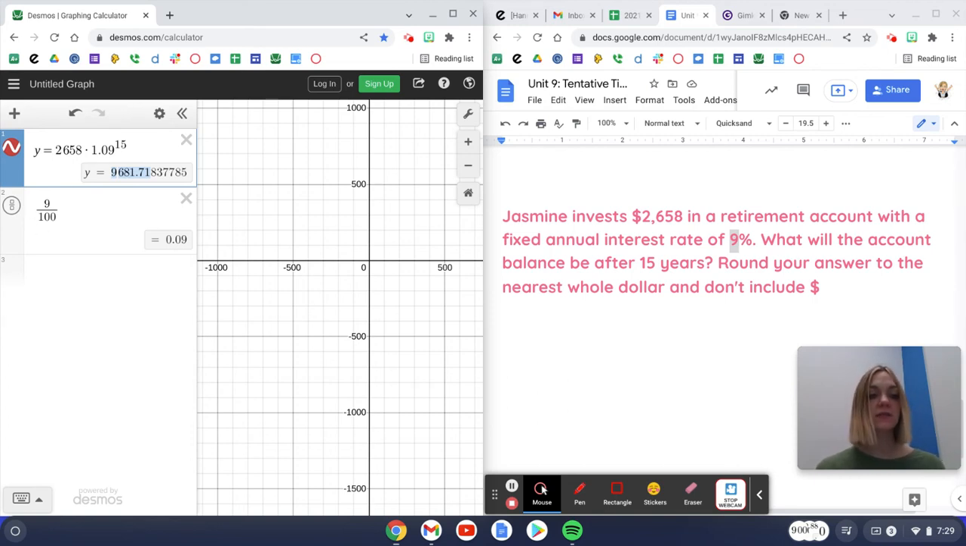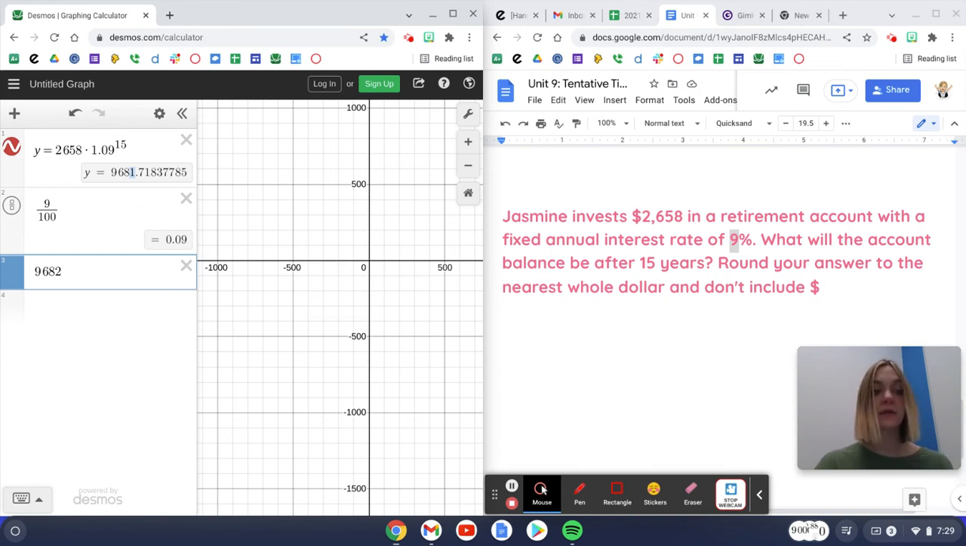So I've got $9,681.71. Well, that 71 cents is going to bump me up to $9,682 instead of $81 because it's asking me to round to the nearest whole dollar.